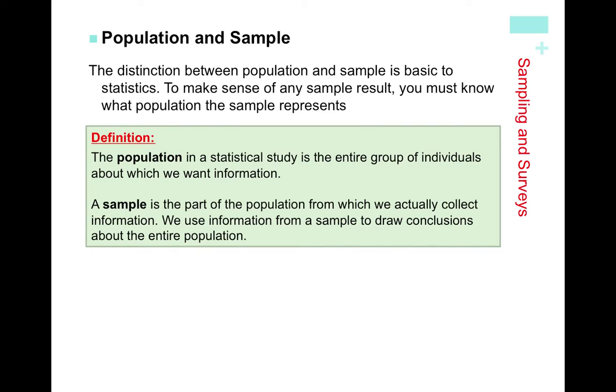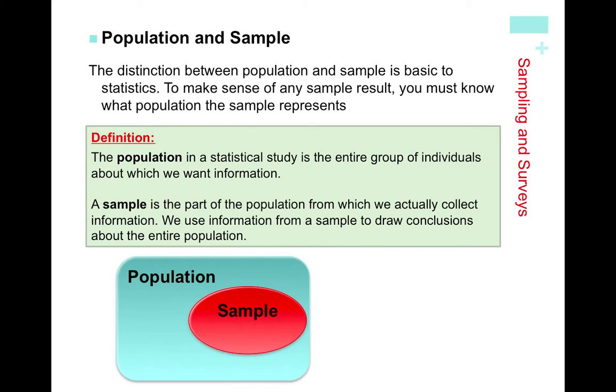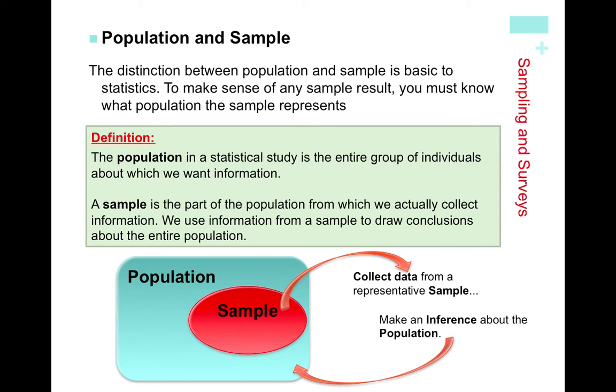Some words that I said were population. A population in a statistical study is the entire group of individuals about which we want information, whereas a sample is just a smaller part of the population, and it's from the sample that you collect your information to draw conclusions about your entire population. So within a population lies your sample. From your sample, you collect data, and from that data, you're going to make an inference about your population.